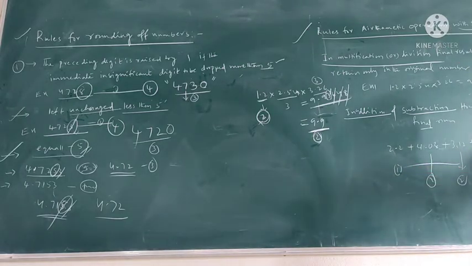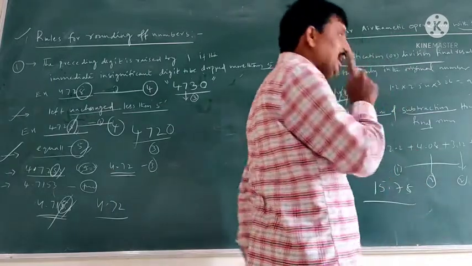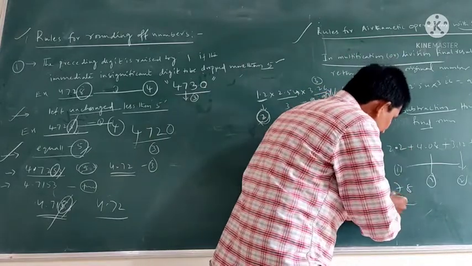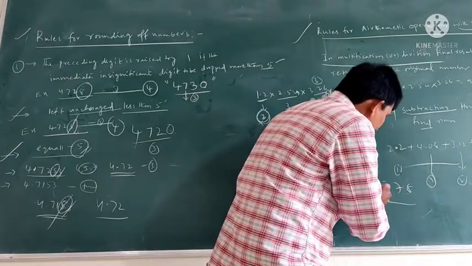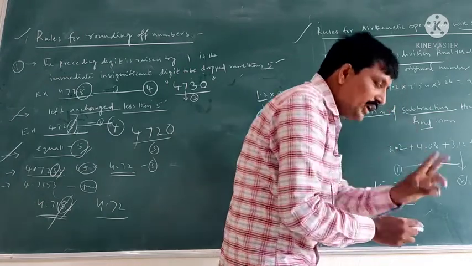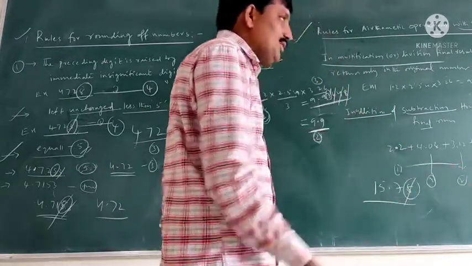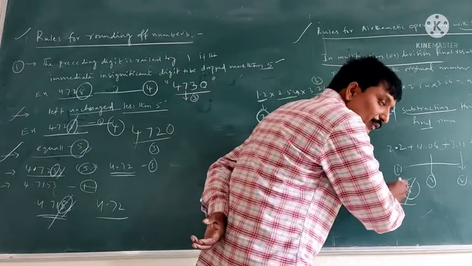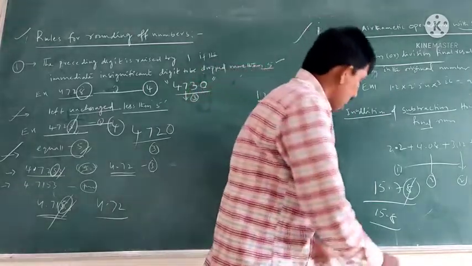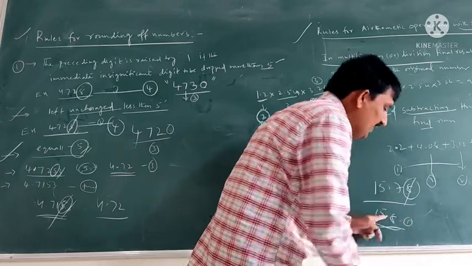So what is the value? 15.78 is the final value. In the final value also, only 1 decimal place is allowed. So this value is rounded, how many digits are there? 1, 2, 3, 4. It is rounded to 3 digits. Removing 8, which is more than 5, so we add 1 to the before number. So 15.8 is the final result. 15.8 means only 1 digit after the decimal point.